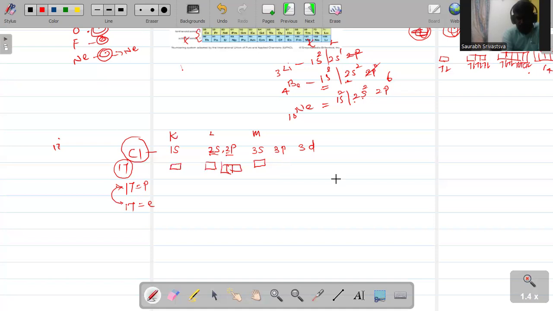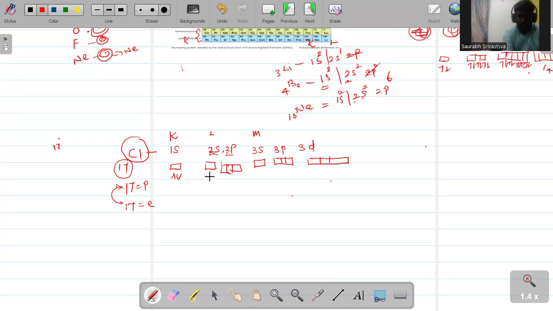And P here. Next, D orbital. The question is: from which shell onwards will the D orbital start? The S orbital will start from the first shell onwards, and the D subshell will start from the third shell onwards. So the D subshell won't exist in the second shell or the first shell. And the same thing, the P subshell won't exist in the K shell. That means overall I have 17 electrons.